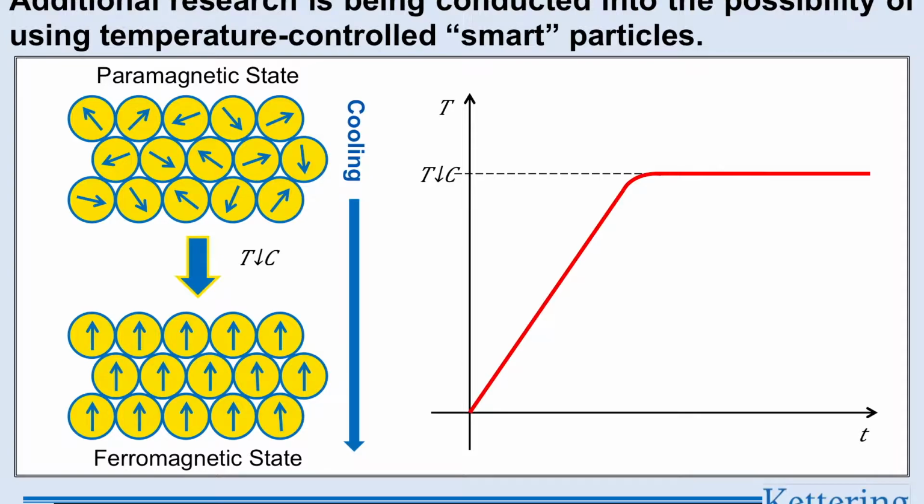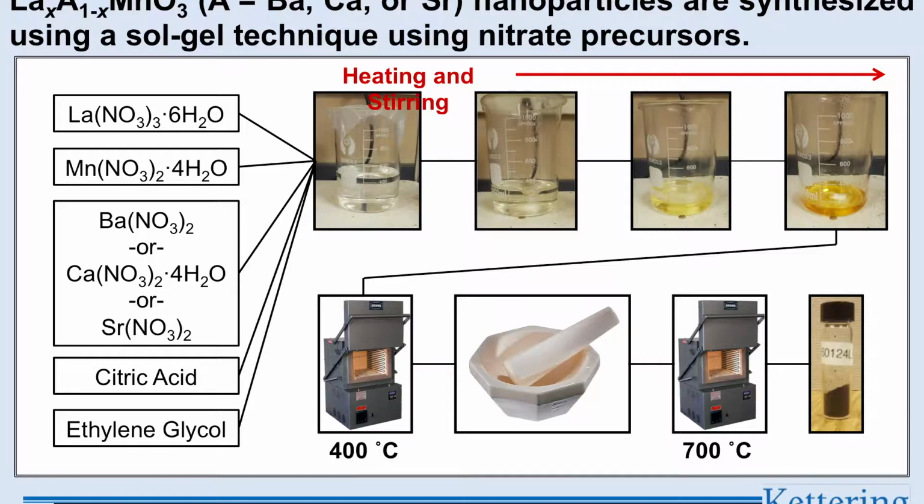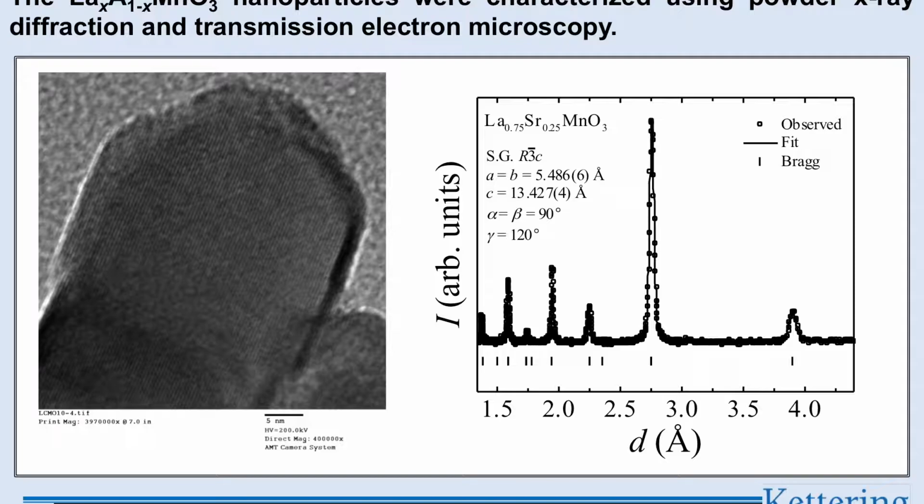So what we turned to were these manganate systems. If we take lanthanum manganate, lanthanum being a magnetically active ion, and we dope it with non-magnetically active ions, in this case barium, calcium, and strontium, then we can adjust the amount of that non-magnetic ion and tune the transition temperature. And that's exactly what we did.